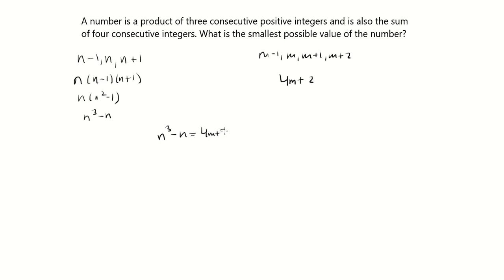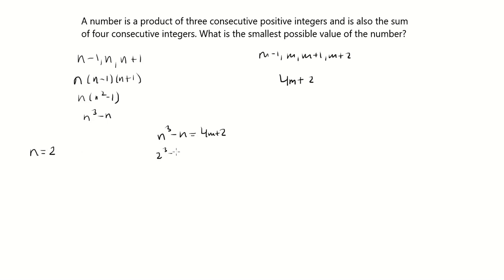Notice that 4m plus 2 is even, because anything multiplied by 4 is even, and then adding the 2 keeps it even. So n cubed minus n has to be even, and 4m plus 2 is even. Let's start off with n equals 0. Or actually, since it has to be positive, n minus 1, the smallest it could be is 1. So that means n is 2. So start off with n equals 2.